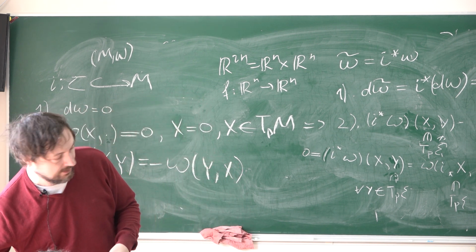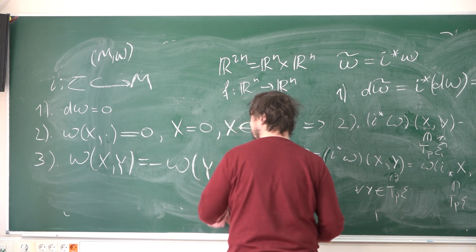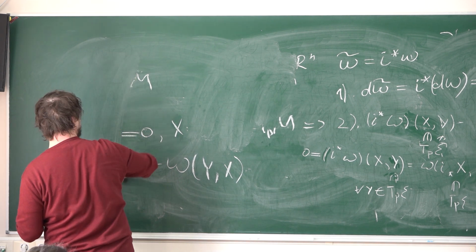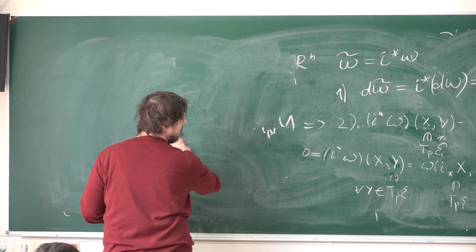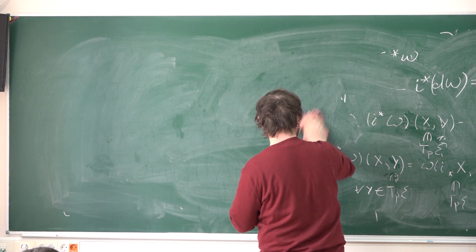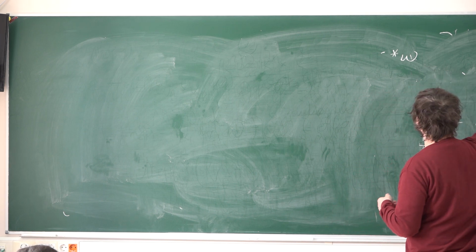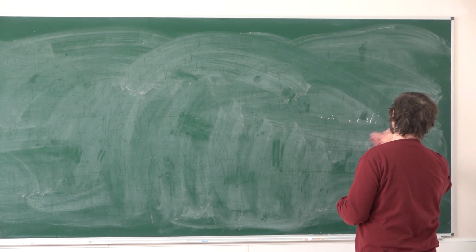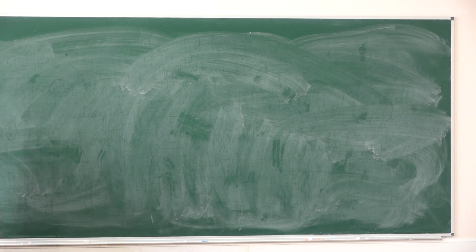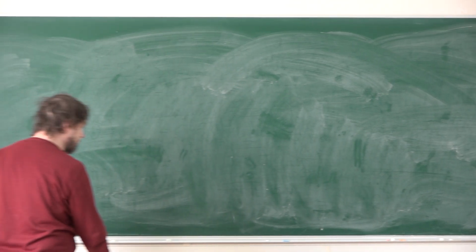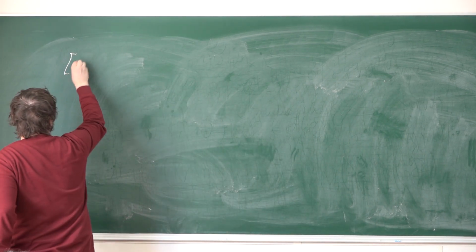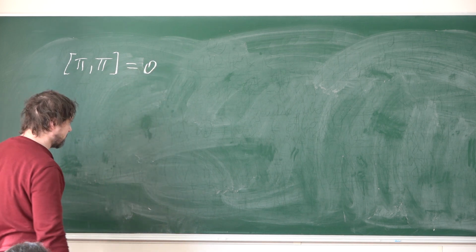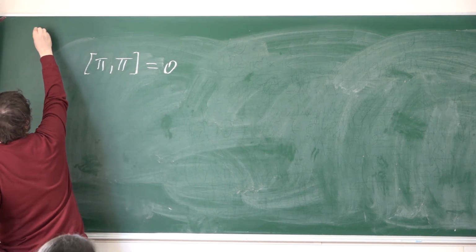Last time I spoke about Poisson structures on manifolds, and the last thing I discussed was a theorem which says that a bivector field pi defines a Poisson structure if and only if the bivector field verifies the equation that pi and pi commute with respect to the Schouten bracket. So that was the last thing I discussed.